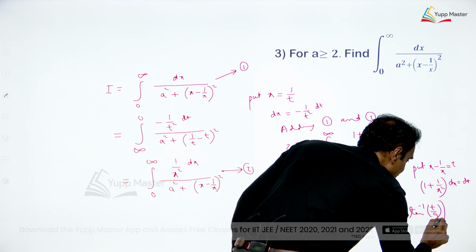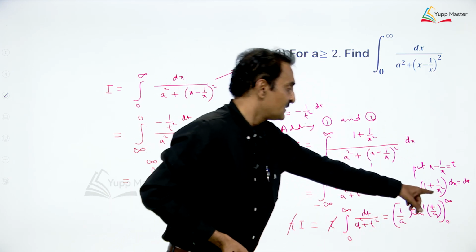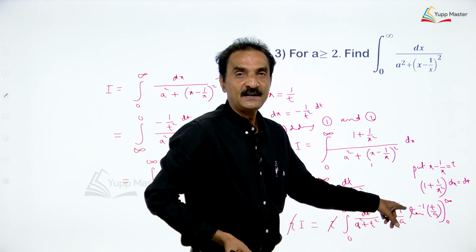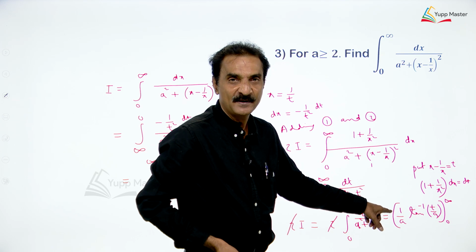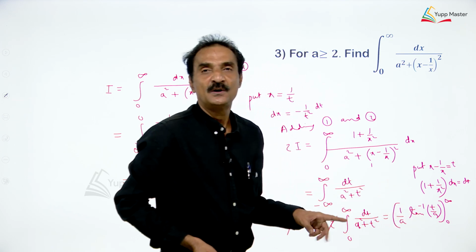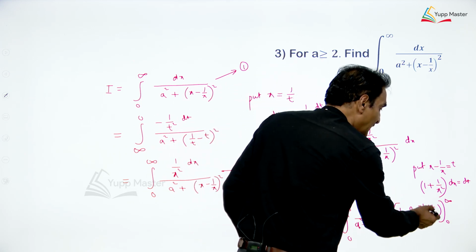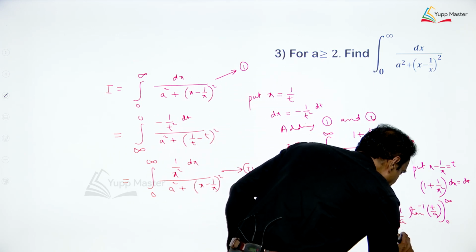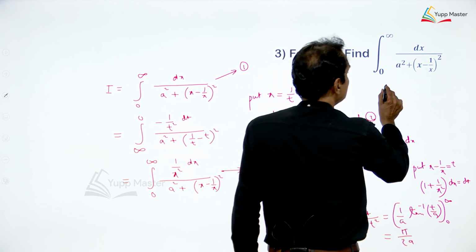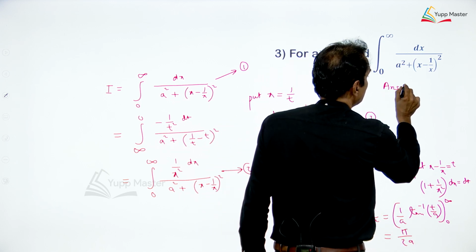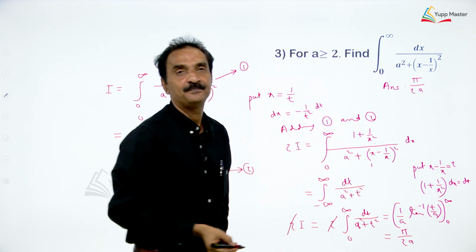Now, substitute the limits 0 and infinity. Substituting infinity, you will get tan inverse infinity, which tends to pi by 2. Substituting 0, it will be 0. So, what is the answer? 1 by a into pi by 2 will be pi by 2a. Answer is pi by 2a. Okay.